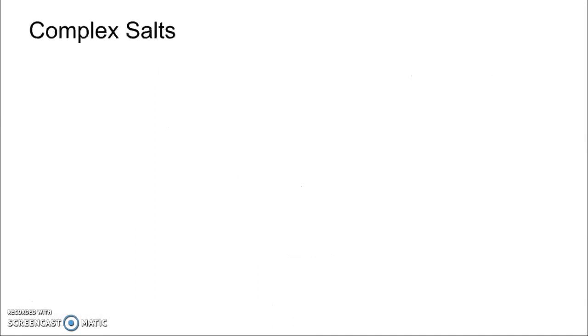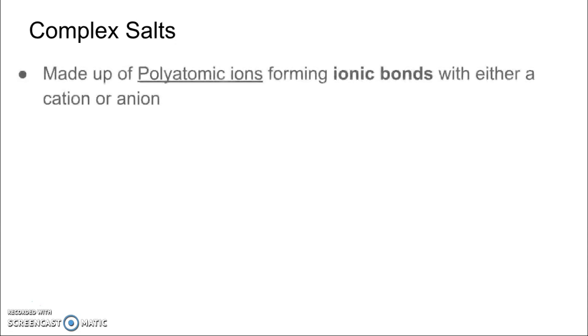Okay. So complex salts. Up until this point in time, we've talked about simple salts, which have to do with a cation and an anion bonded together. Now, a cation is a metal, anion is a nonmetal, so these things come together and get simple salts. Well, complex salts still have cations and anions in them, but there is another player, and that is called polyatomic ions. You might need to pause the video to write this down, but polyatomic ions are the difference between complex salts and simple salts. And these ions form ionic bonds with either a cation or an anion.